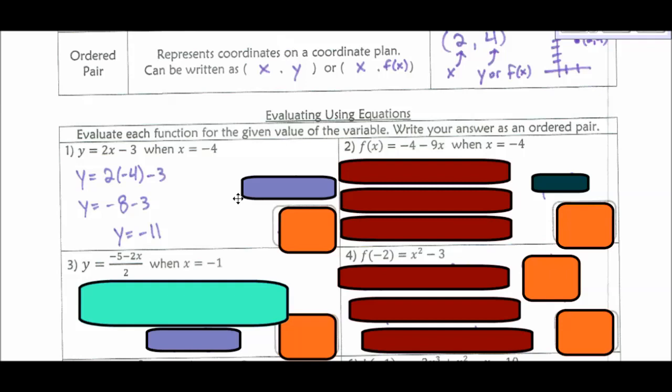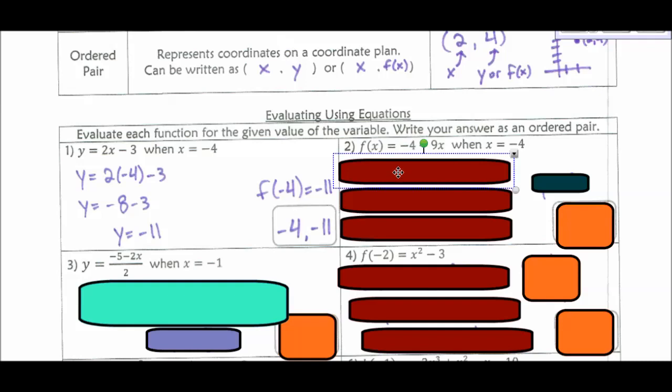Another way to say that is that f of negative 4, when we plug in negative 4, we got that equal to negative 11. The output was negative 11 when we had an input of negative 4. And yet another way to say that, as the instructions say, we're going to write this as an ordered pair. That's negative 4, comma, negative 11. Same kind of thing on this next one. F of x is negative 4 minus 9x. When x is negative 4, the first step is just substitute the number in parentheses.